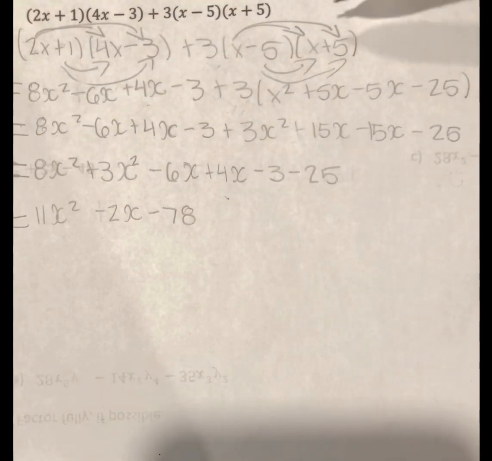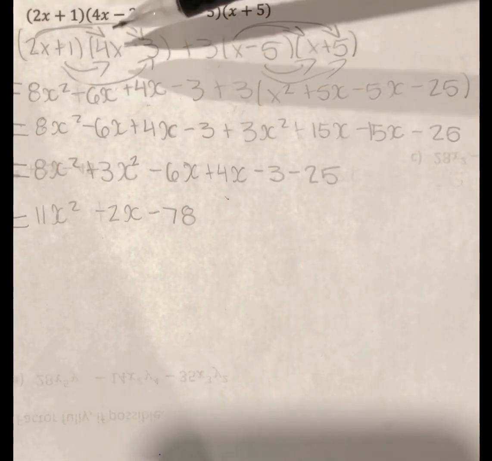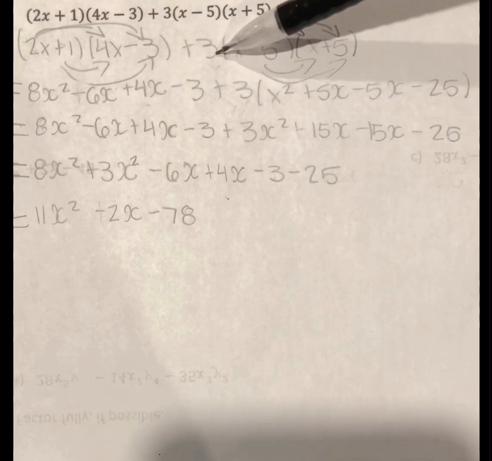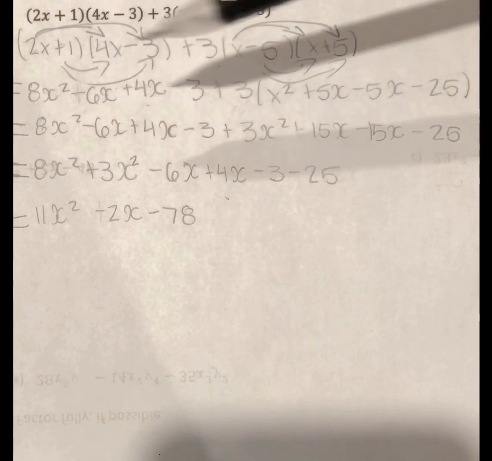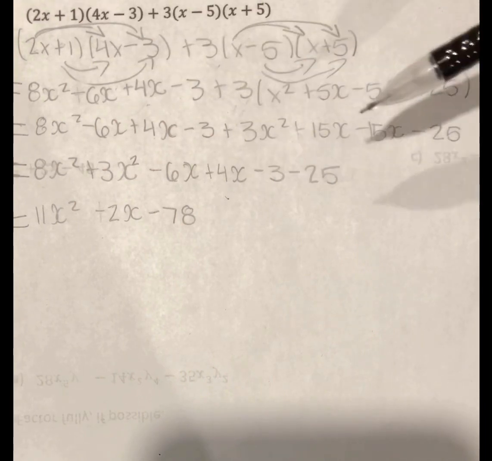I then moved on to the next step, doing the same method I used here, except I left the 3 alone and brought it down to the next line of the equation. Once I distributed all of my properties, I was left with this equation.